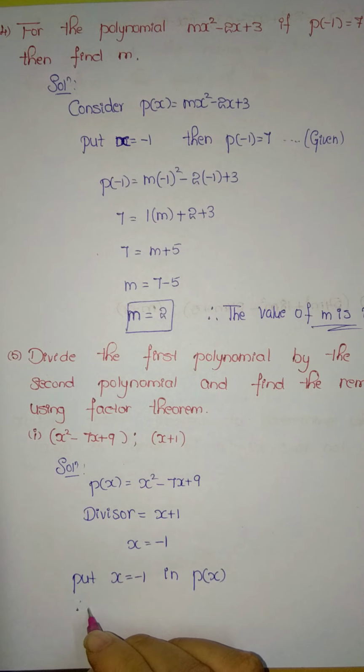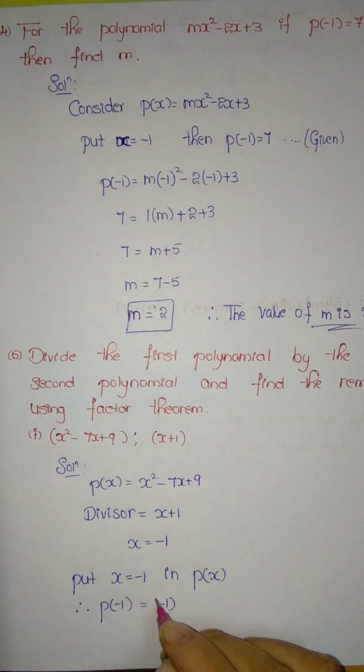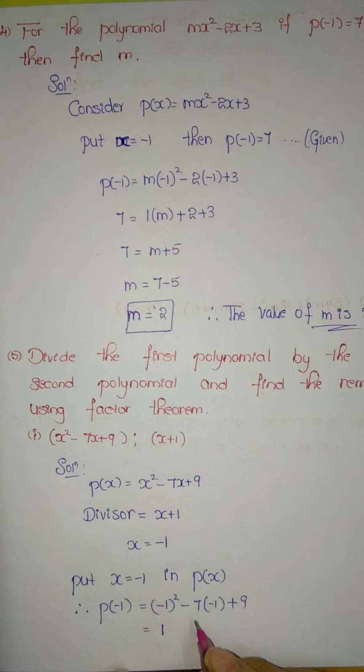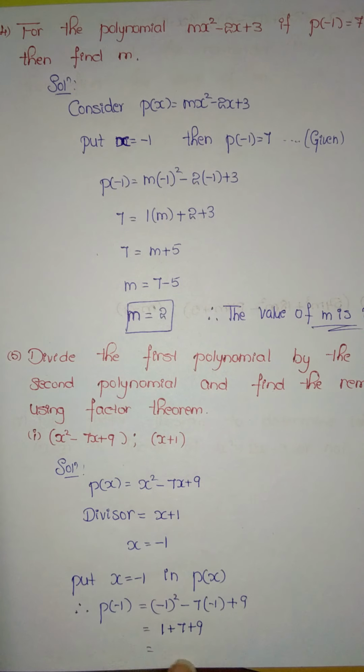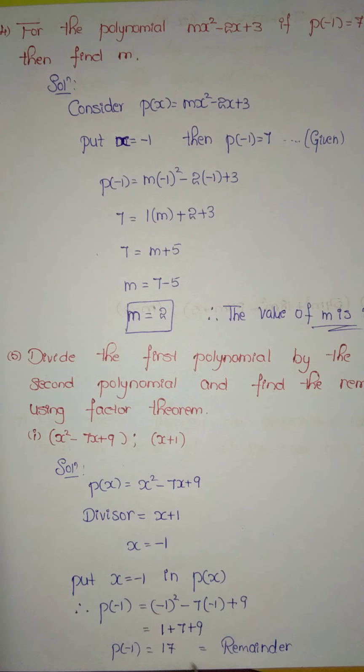Therefore p of minus 1 equal to, so minus 1 whole square minus 7 into minus 1 plus 9. So here it becomes minus 1 whole square is 1. So minus into minus plus 7 plus 9. So it becomes 1 plus 7 that is 8. 8 plus 9 that is 17. So p of minus 1 is 17. So which is equal to remainder. So here remainder equal to 17.